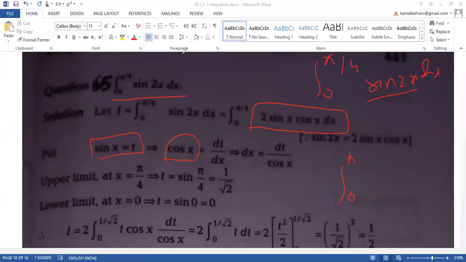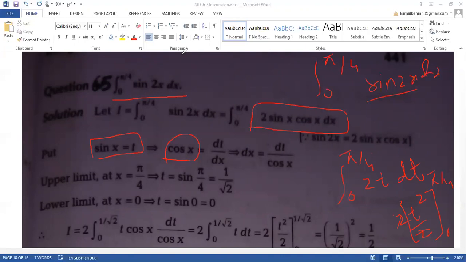0 to pi by 4, sin x is equal to t. So 2 sin x cos x dx is 2t dt. You can do it directly also. So 2t dt, what will you get? Leave this limit. 2 times t square by 2. Integration of t will be what? t square by 2. Now this 2 will get cancelled with 2. You will get only t square, and the limit is from 0 to pi by 4. Now just put the limit. What will you get?